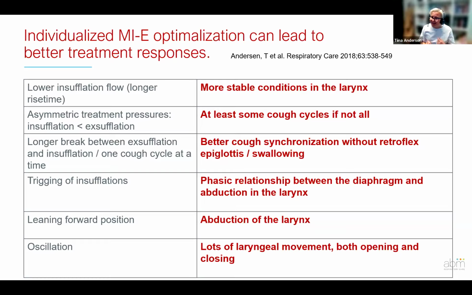To use triggering on insufflations, this phasic relationship which we were talking about, and even a position that is leaning forward. So for instance, with Inger, we had her sitting at the table with her elbows on the table and keeping the mask, because she had very good function in her body otherwise. And this leaning forward position is also something that helps to open the larynx.